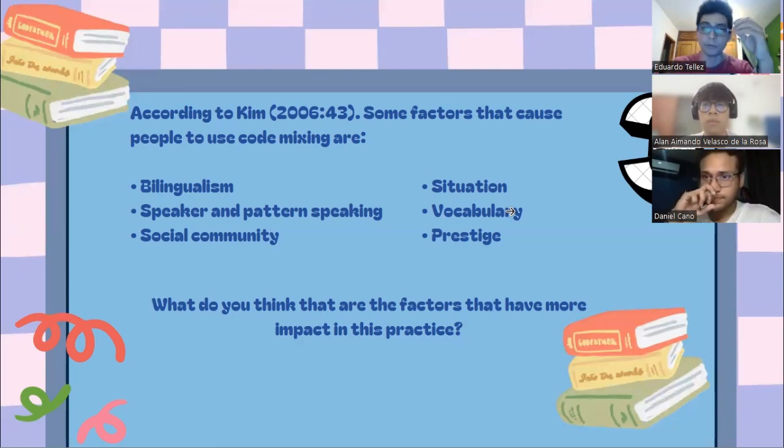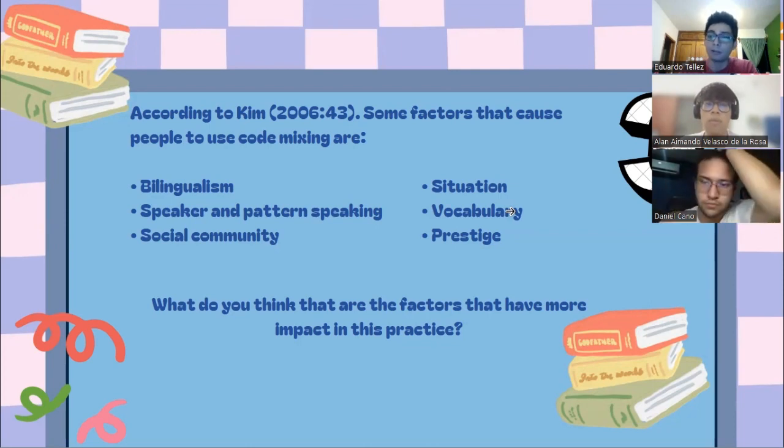Well, I agree with you, and I think we also have to talk about prestige. I don't think it's too important, because it is related to the social community. I mean, I think prestige is more related to code-switching than code-mixing, because you tend to use the other language in specific social communities to show that, oh, I speak English or another language, in order to impress other people.